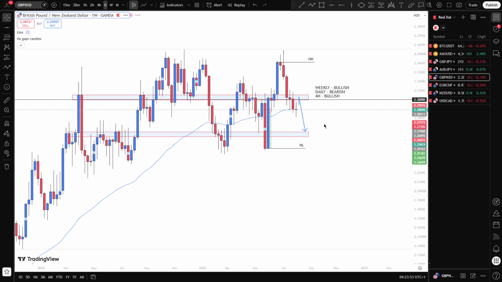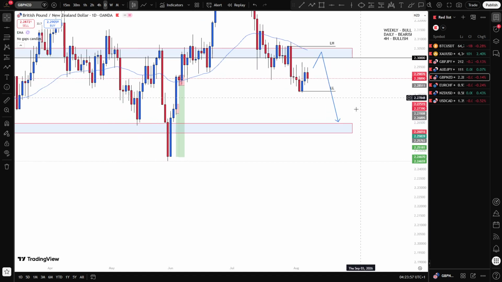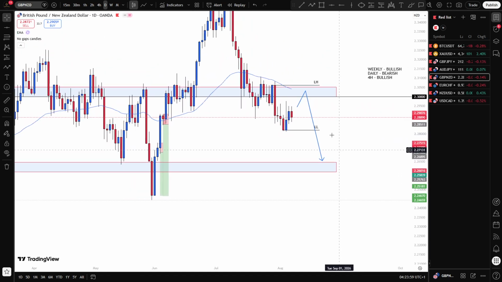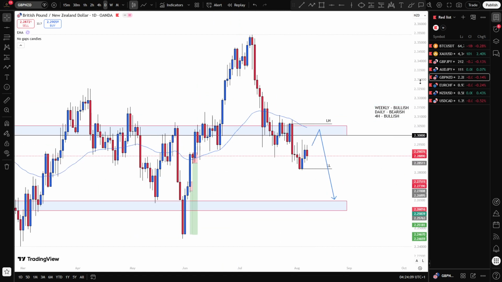Okay, so now go down to the daily time frame. See that the daily time frame is bearish. So for me to be interested to sell this trade now, I'll wait for this to come to this place and retest here. So more like a head and shoulders.